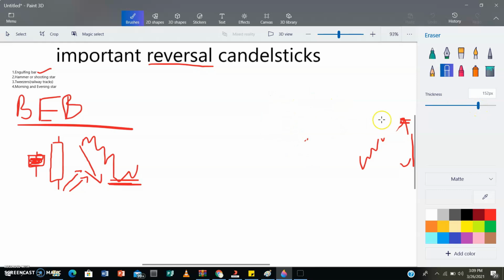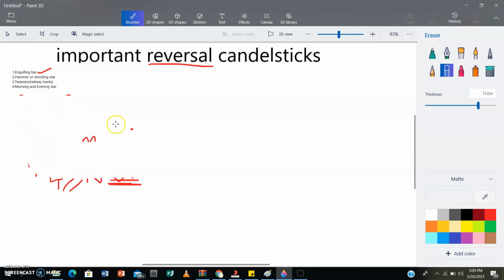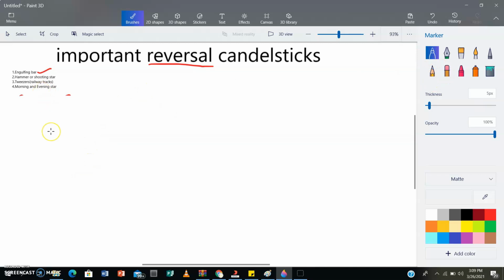Let's get into the next candlestick pattern, which is very, very important: the hammer and the shooting star. So number 2, we want to talk about the hammer. I'm just going to write H for hammer and then S for the shooting star. The structure of the hammer is basically something like this.